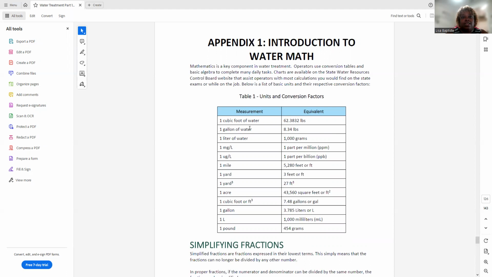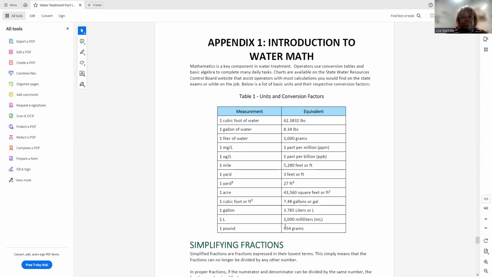The first one is 1 cubic foot of water is equal to 62.3832 pounds. So that is to convert our cubic feet into pounds. If we want to convert gallons to pounds, 1 gallon of water is 8.34 pounds. 1 liter of water is 1,000 grams. 1 milligram per liter is equivalent to 1 ppm, or parts per million. This is micrograms; that little µ right there stands for micro. So 1 microgram per liter is 1 part per billion, ppb, and so forth.